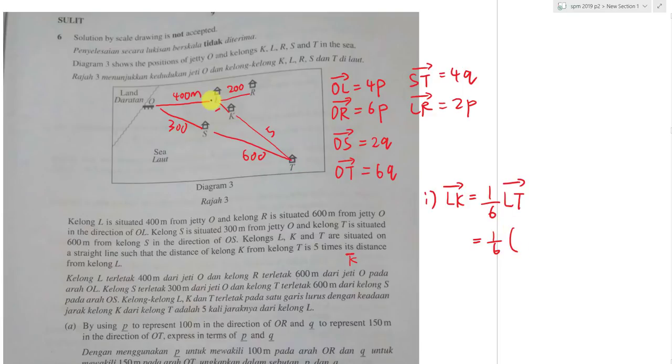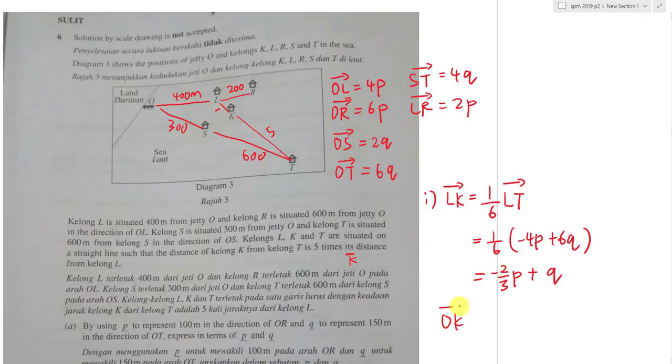LT basically is LO plus OT, isn't it? LO will be negative 4P plus OT. What is OT? Plus 6Q. So from here, I should be able to get my LK. Let me just expand it. So it's negative 4 over 6, so it's negative 2 over 3P plus Q. Alright, so now I have LK.